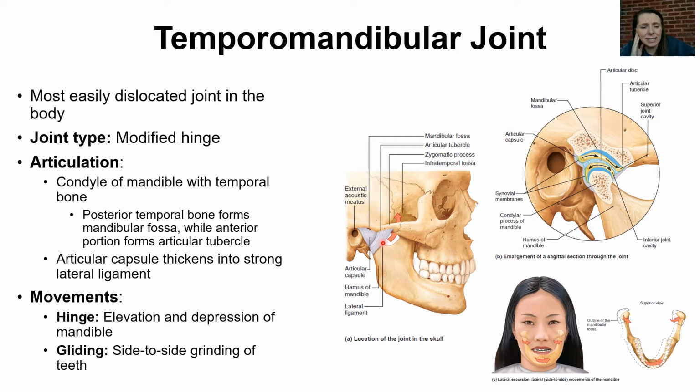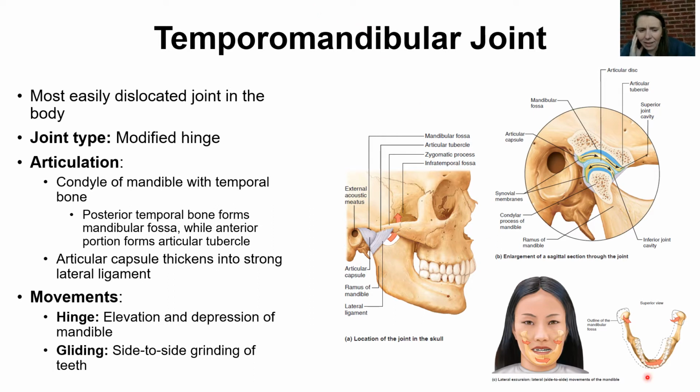So the movements here are, remember I just said it's a modified hinge joint. So this is a really rare one in that it actually is 2 joint types. So it is both a hinge joint and also performs gliding action as a plain synovial joint. So in terms of the hinge actions, this is what's allowing elevation and depression of the mandible, which you guys see mine doing a lot right now because I'm talking a whole bunch.